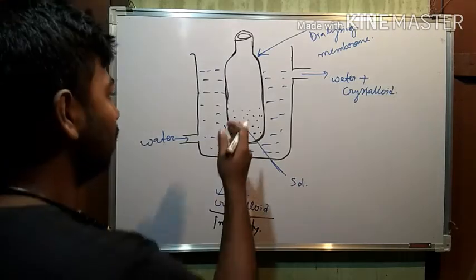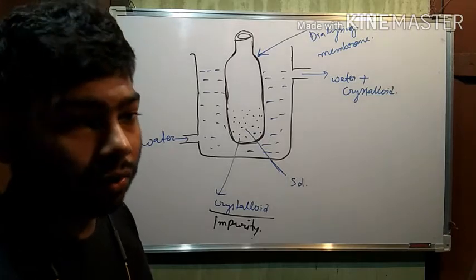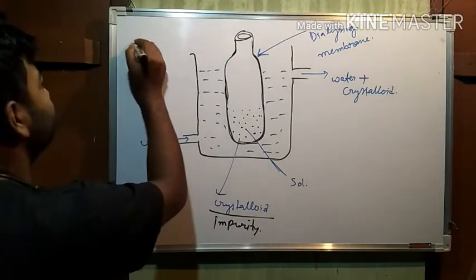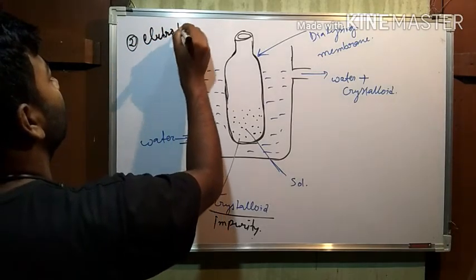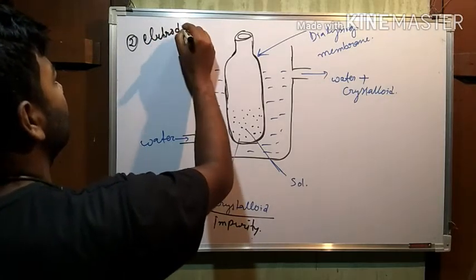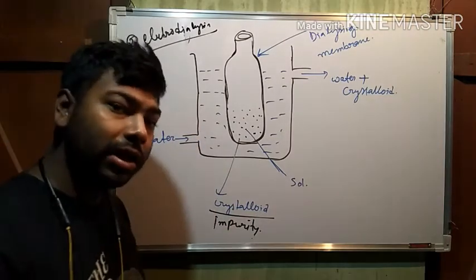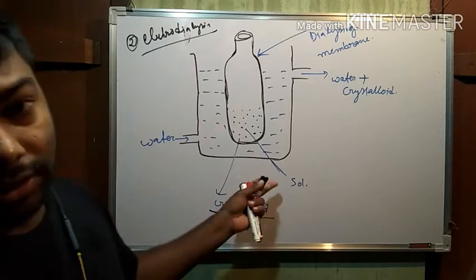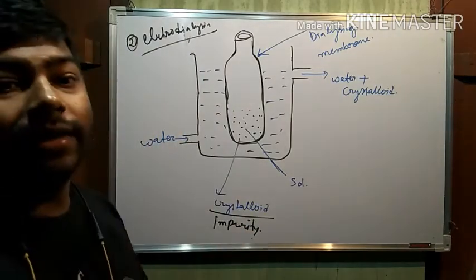Now, this process is very slow. That's why another process is introduced, which is known as electrodialysis. Okay, electrodialysis. This one is the diagram of dialysis. Now, if we use electrodialysis, that means electricity.